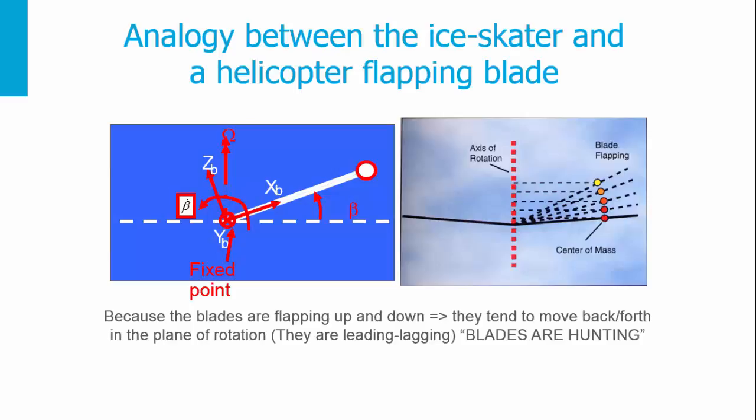In our helicopter, we can say that exactly like an ice skater, where you can also see the Coriolis effect and the conservation of the angular momentum, because the blades are flapping up and down, it means that the center of mass of the blade will move back and forth in the plane of rotation. So it means that the blades are lead lagging or the blades are hunting.